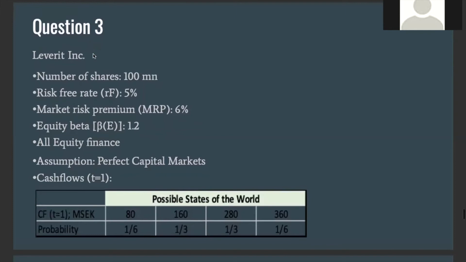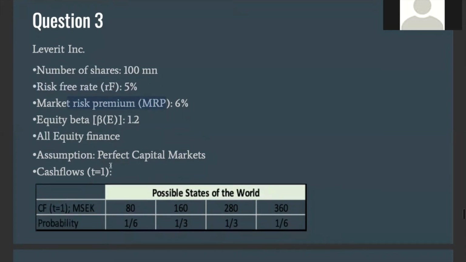So here we have a project that's going to be for 1 year, and we have some information about this project. We know that the number of shares of the company is 100 million. We also know that the company is all equity financed. So that means that the company does not have any debt. We know the equity beta is 1.2. And we are asked to assume that we have perfect capital markets in this case, right? And we have two additional pieces of information, which are the risk-free rate and the market risk premium.